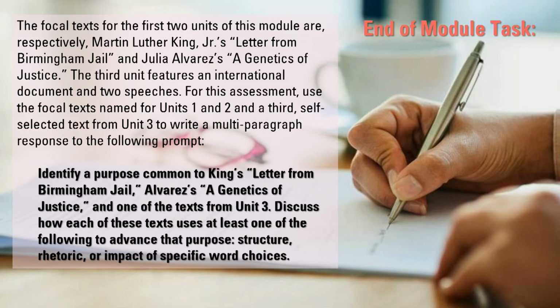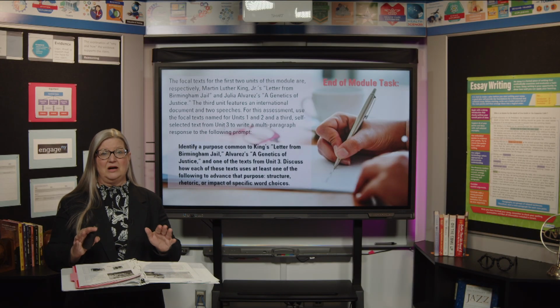So you will identify a purpose common to all 3 texts, one from unit 1, one from unit 2, and one from unit 3, and discuss how each of the texts uses at least one of the following to advance that purpose. You may look at structure, you may look at rhetoric, or the impact of specific word choices. And so that is going to be our end of the module text.